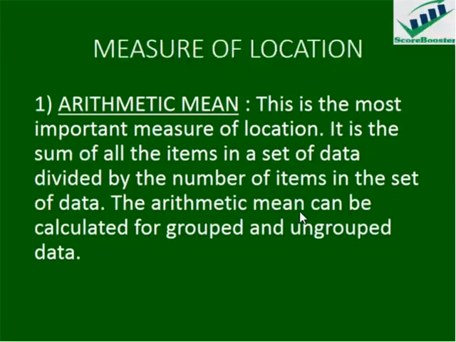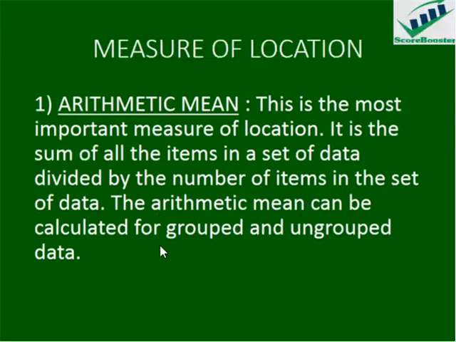So if you have 6 items, you add the 6 items together, then you divide it by 6, since 6 is the number of items in that set of data given. So arithmetic mean can be calculated for grouped and ungrouped data. We take it one after the other.